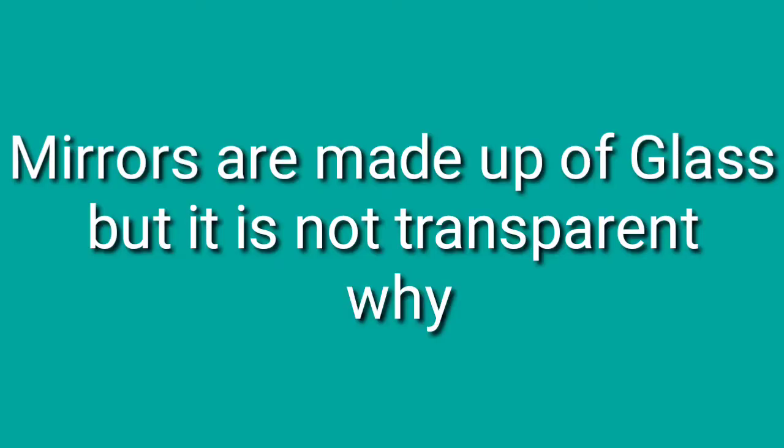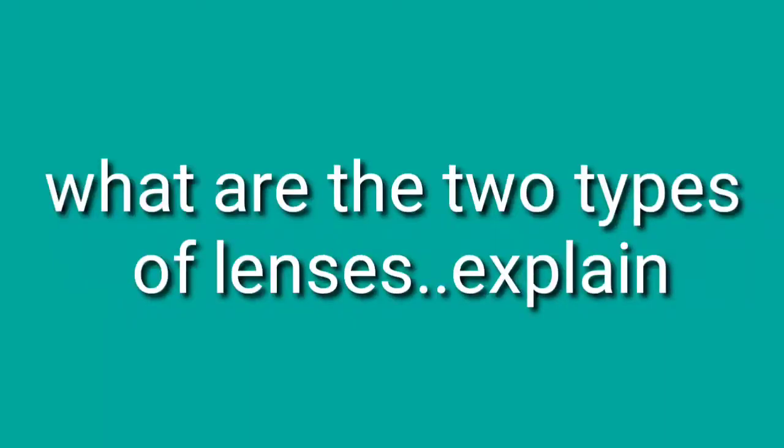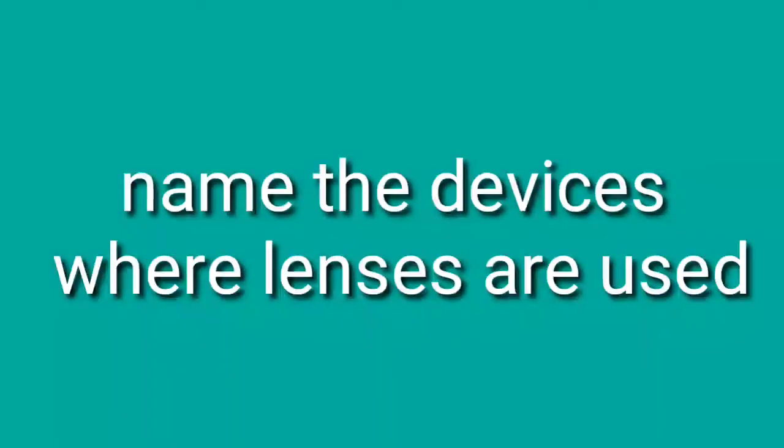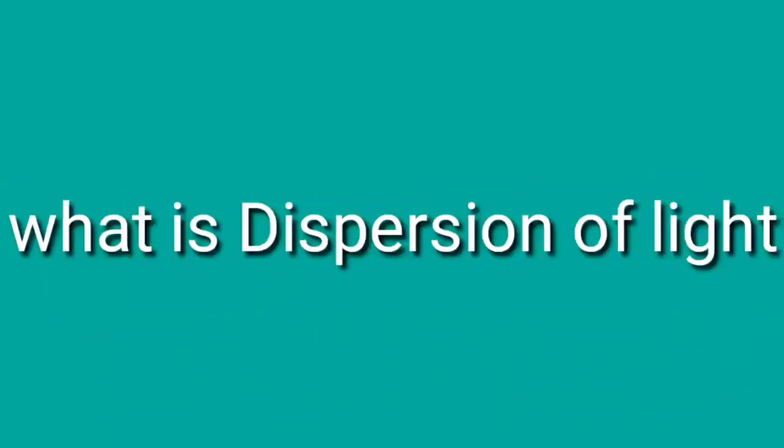Now let us see the questions. Mirror is made up of glass, but it is not transparent. Why? What is a lens? What are the two types of lenses? Explain. Name the devices where lenses are used. And last, what is dispersion of light?